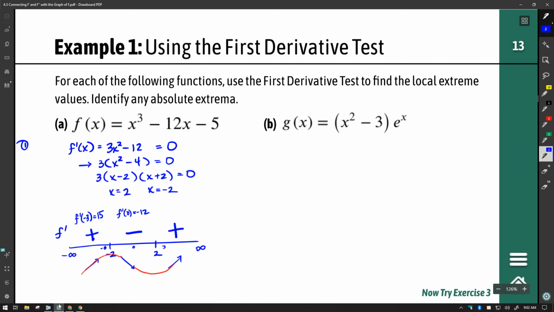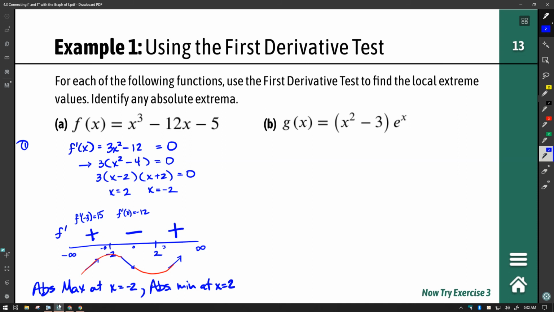So what are those absolute extrema? We have an absolute maximum at x equals negative 2, and we have an absolute minimum at x equals 2. And we did that with the first derivative test. We took a look at f prime. Let's move to part B.